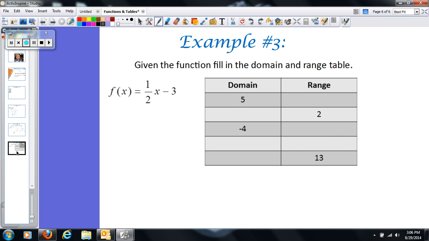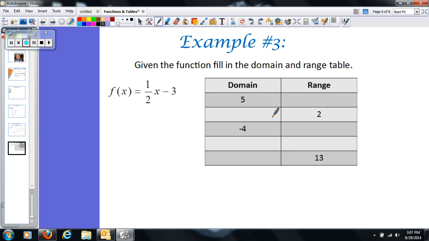Now we're going to look at a table. We have a function, we have domain, we have range, we have several different things here that we've already talked about. And now we're going to put them all together a little bit here, and we're going to see how good you guys are with putting them together. Okay? So, given the function, fill in the domain and the range on the table. Okay?